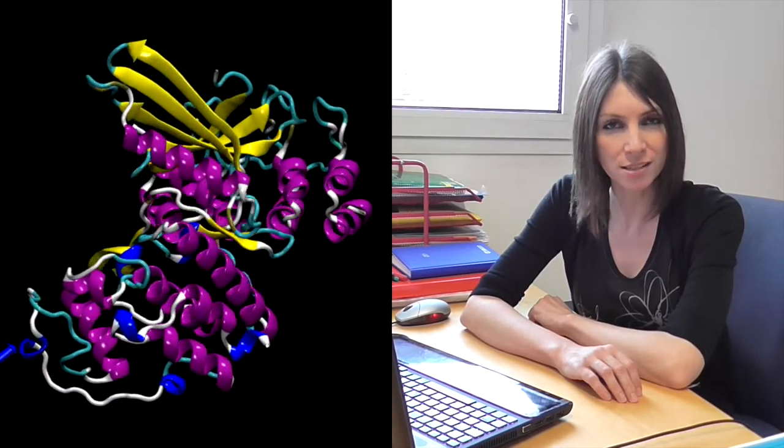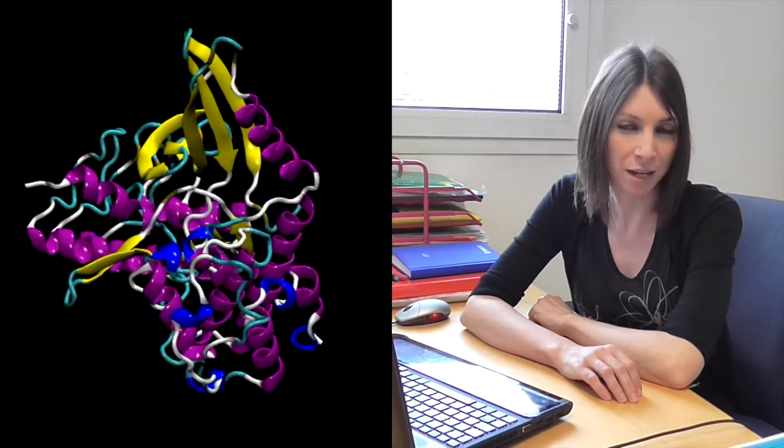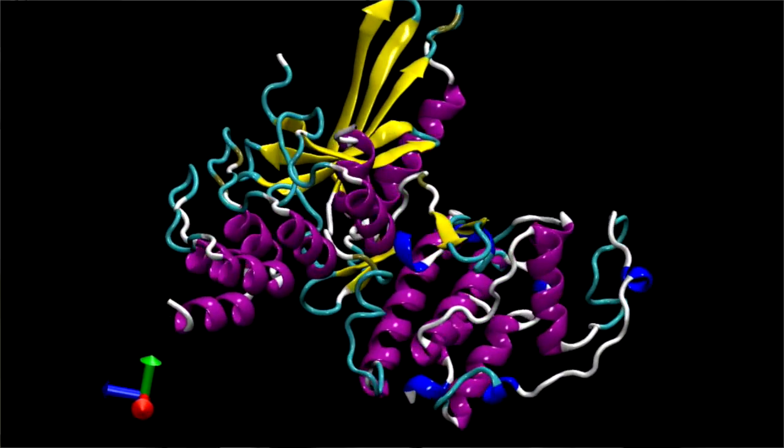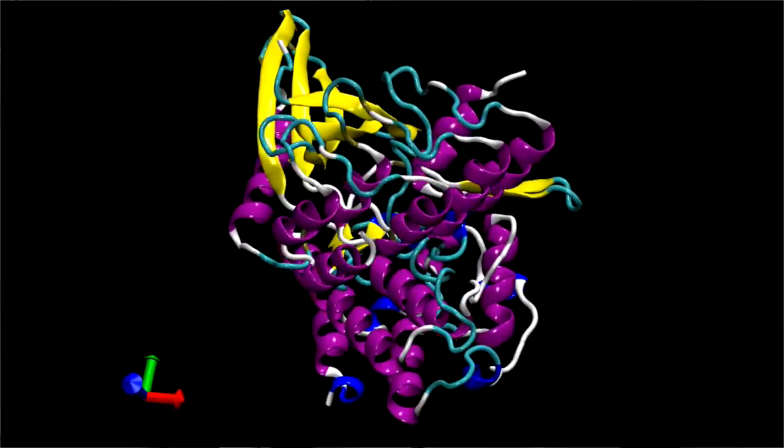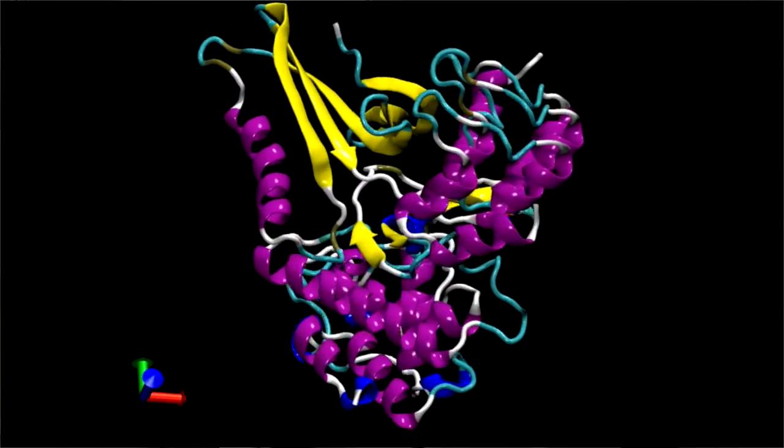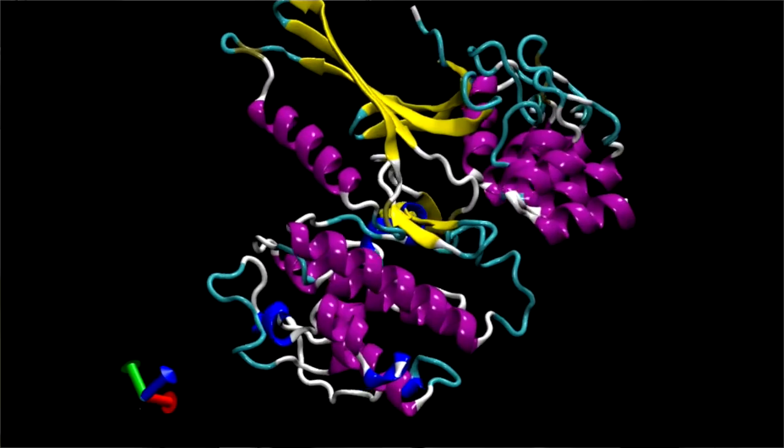In parallel, these variants underwent in silico prediction analysis and molecular dynamics simulations, as you can see now in this video, representing a 10 nanoseconds dynamics of P16 bound to its target CDK6. We predicted whether the structural effects cause unfolding or local instability, which might interfere with protein-protein interactions.